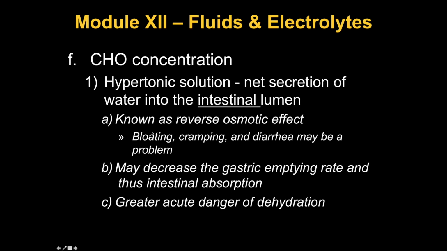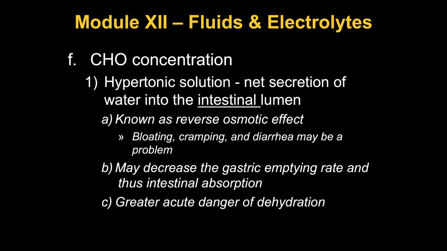The carbohydrate concentration, obviously, as we've discussed, is also going to affect the absorptive rates here. A hypertonic solution is going to cause a net secretion of water into the intestinal lumen. So if you've ever experienced this at Halloween, where you consume a whole bunch of candy and next thing you know, you've got stomach cramps. Well, the reason is because you've created this hypertonic solution within the gastrointestinal tract lumen. So that actually pulls water out of the enterocyte, out of the bloodstream, and causes what's called the reverse osmotic effect. So you get bloating, cramping, and diarrhea may also be a problem here.